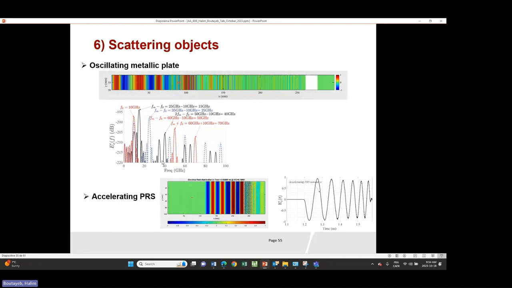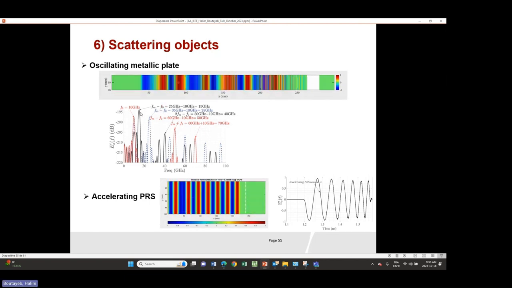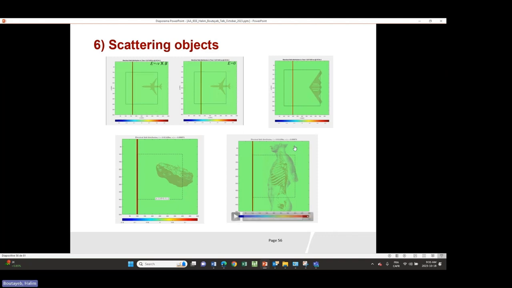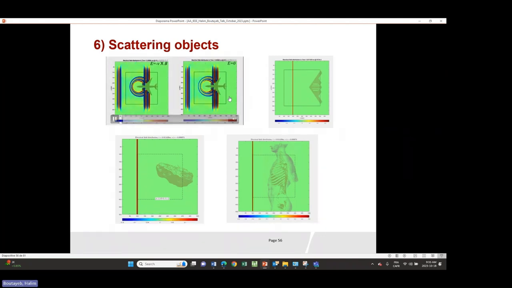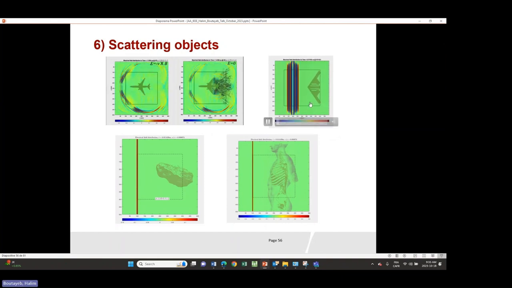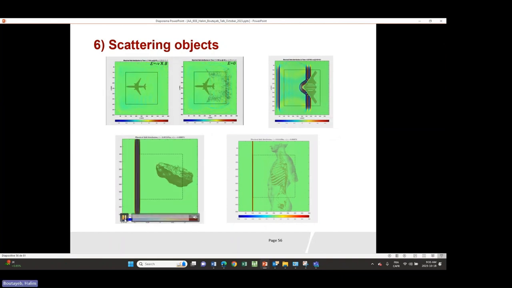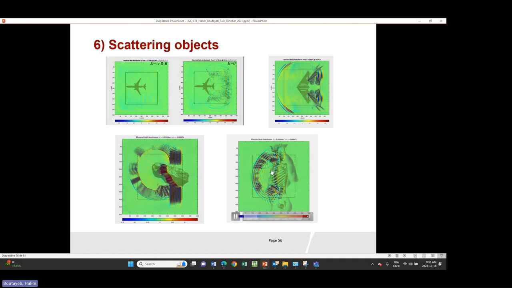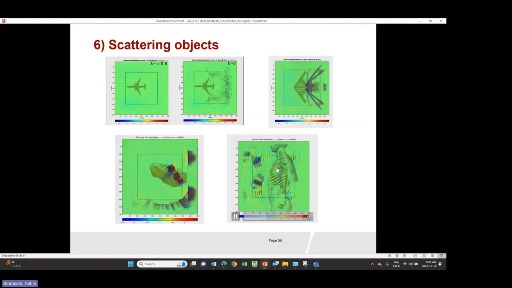The results show that there are different frequency peaks in the spectrum, which are an intermodulation of the frequency of excitation and the frequency of vibration. Here we have an accelerating partially lifting surface. We can also analyze aircraft, the steel aircraft, an asteroid. Here this is a human with the respiration, so his chest is moving here because of the respiration and heartbeat.